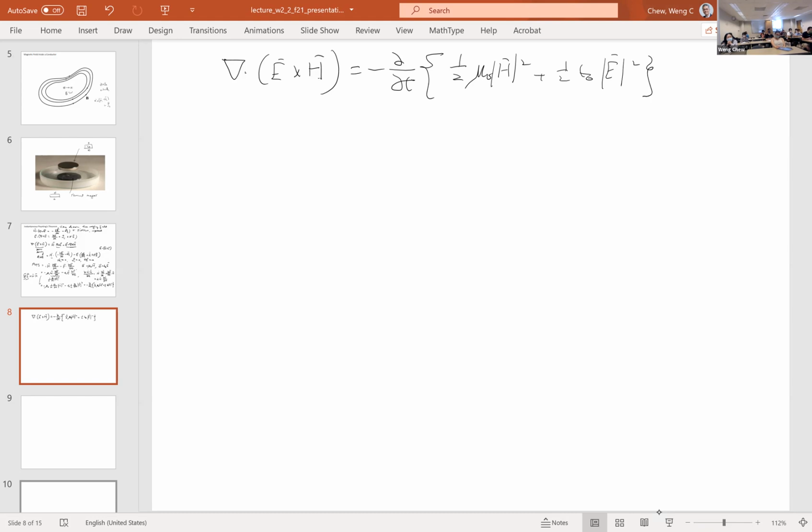So what does this equation remind you of? You have a divergence on the left-hand side, you have a time derivative on the right-hand side. What does it remind you of? Somebody say something? Very good, the current continuity equation.